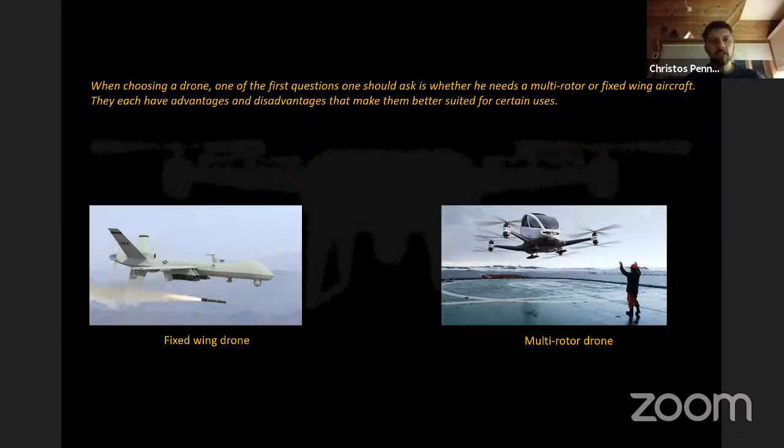So now let's move to which drone we should choose. When choosing a drone, one of the first questions that one should answer is whether it needs a multi-rotor or a fixed-wing aircraft. Both have advantages and disadvantages that make them better suited for certain uses. So fixed-wing drones look like this, without the missile or anything, and might be smaller. And multi-rotor drones look like this. These are the drones that most of us have worked with and have seen.